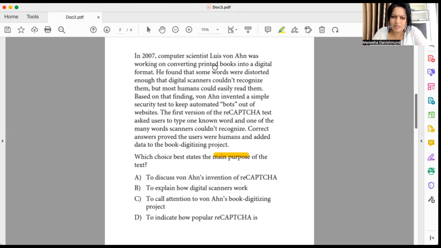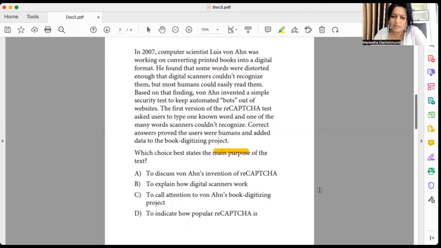Let's see. In 2007, computer scientist Louis von Ahn was working on converting printed books into a digital format. He found that some words were distorted enough that digital scanners couldn't recognize them, but most humans could easily read them. Based on that finding, von Ahn invented a simple security test to help keep automated bots out of websites. The first version of the reCAPTCHA test asked users to type one word and one of the many words scanners couldn't recognize. Correct answers proved the users were humans and added data to the book digitizing project.